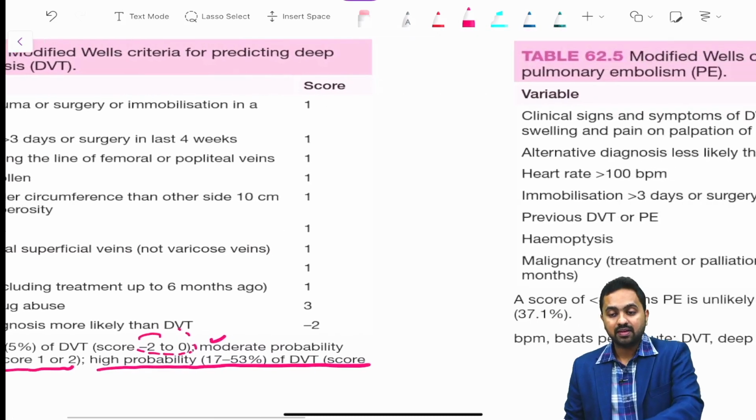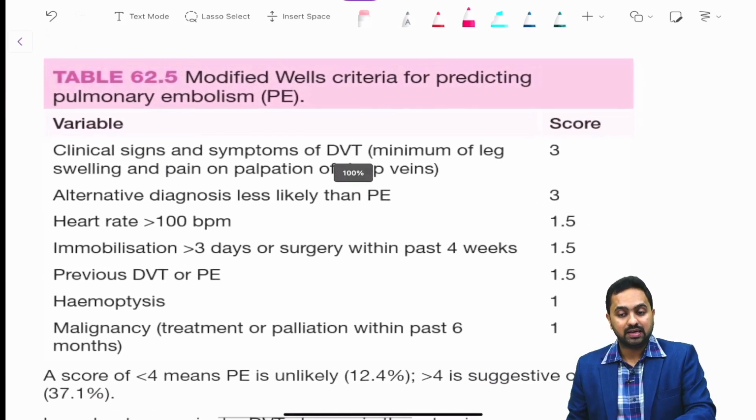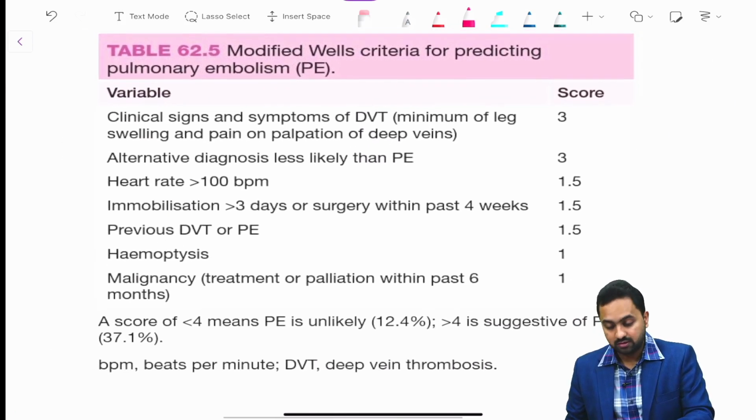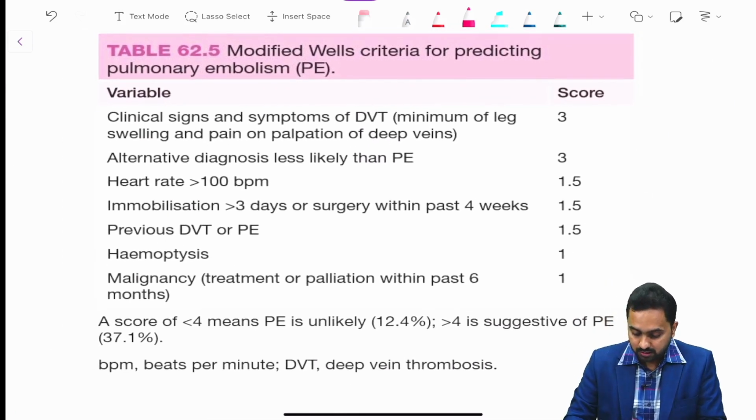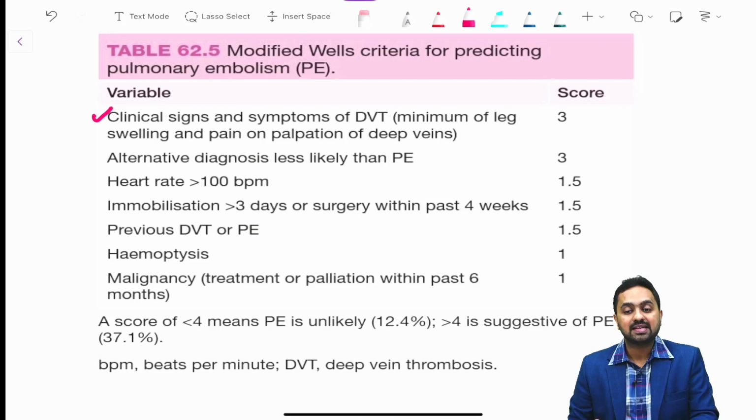Now, similarly, we have a Wells criteria for predicting your pulmonary embolism. So, we need to remember this criteria also. A score of 3 is given if clinical signs and symptoms of DVT, that is your minimum leg swelling and pain on palpation of your deep veins.